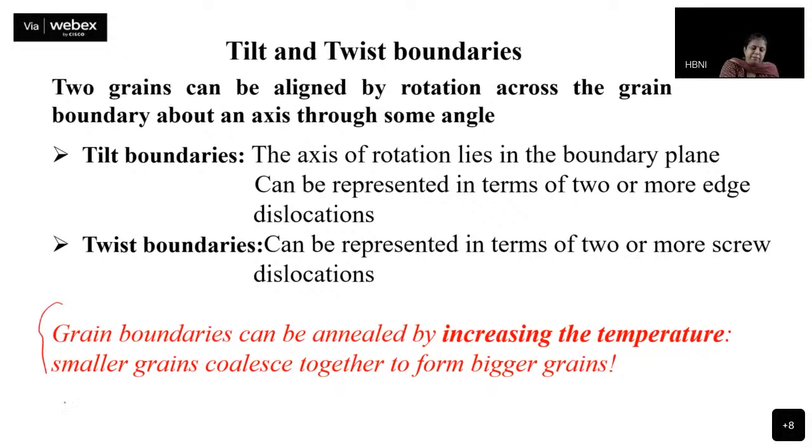Now, grain boundaries, how can we anneal them? When we talk of defects, we should also be able to see how we can remove them. So you increase the temperature of the material. When you increase the temperature, smaller grains will combine to form larger grains. We heat nanopowder, and what happens is it becomes bulk, it becomes micron size. What is happening? The amount of material is the same. Grains are coalescing to form bigger grains. So the number of grain boundaries is actually decreasing.